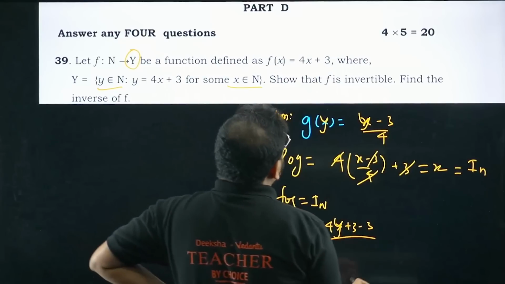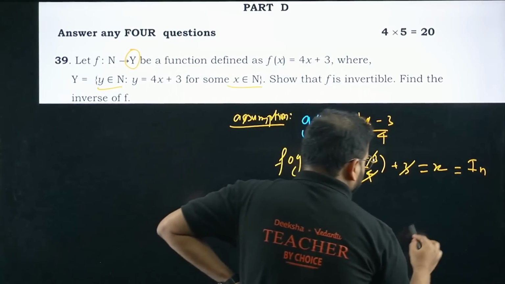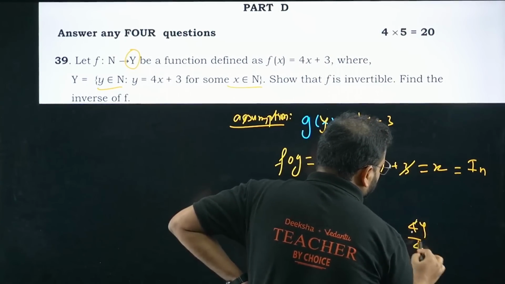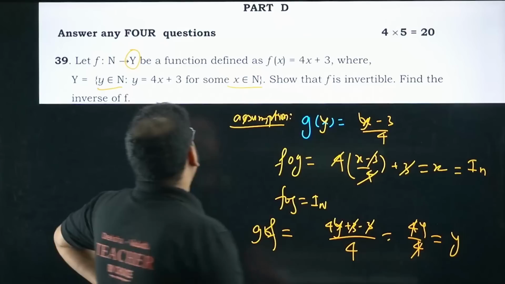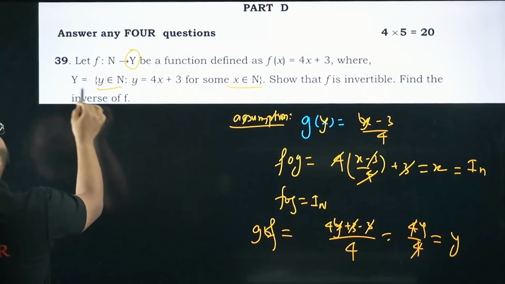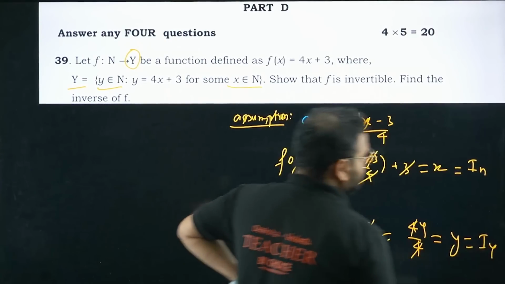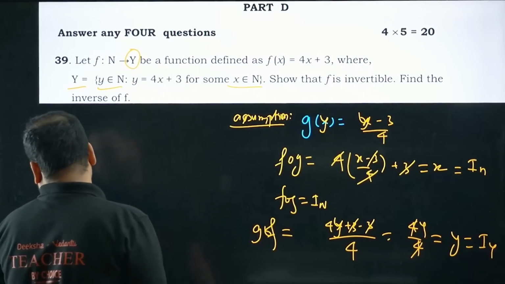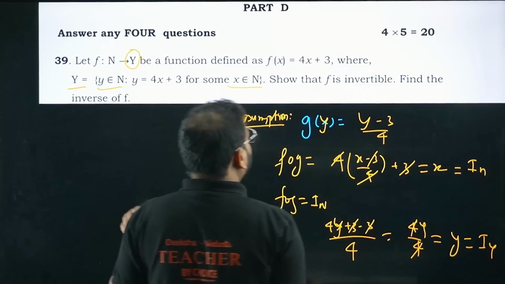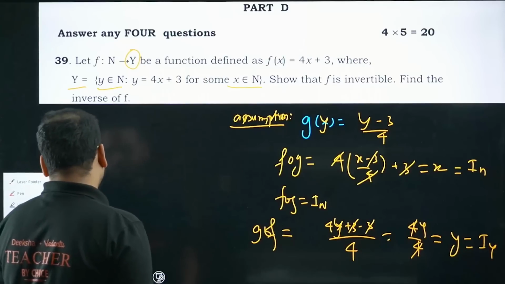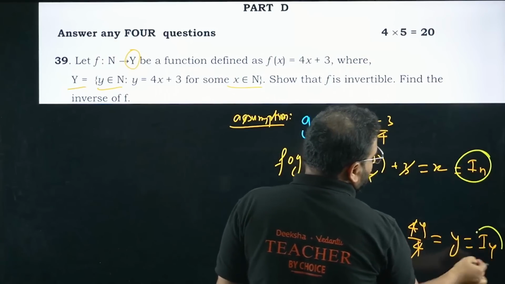We get this and this cancelled. 4y upon 4 cancelled, I'm getting here y actually. Y belongs to which set? This set, the codomain. So I can write this as equal to iy. Just change this variable; I can change back to the variable x at the last. I'll show you how. But right now, just take this as y only. So I'm getting fog as i_N and gof as iy.